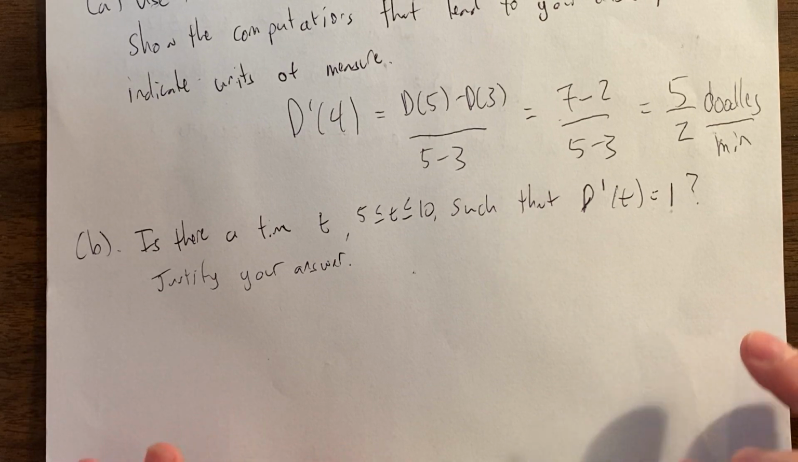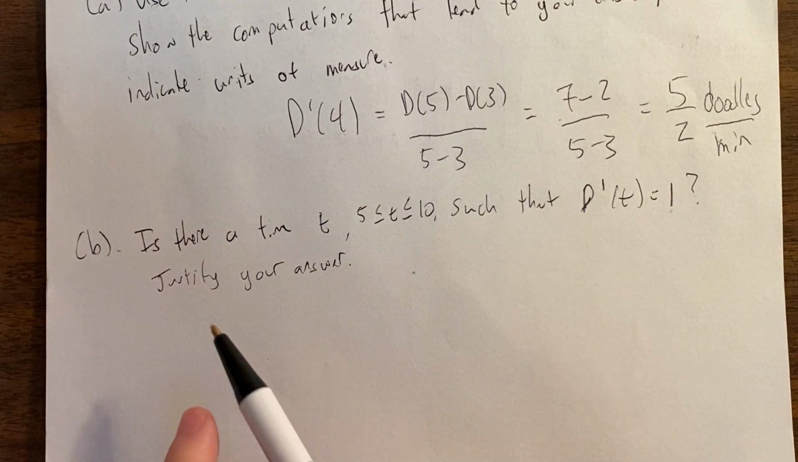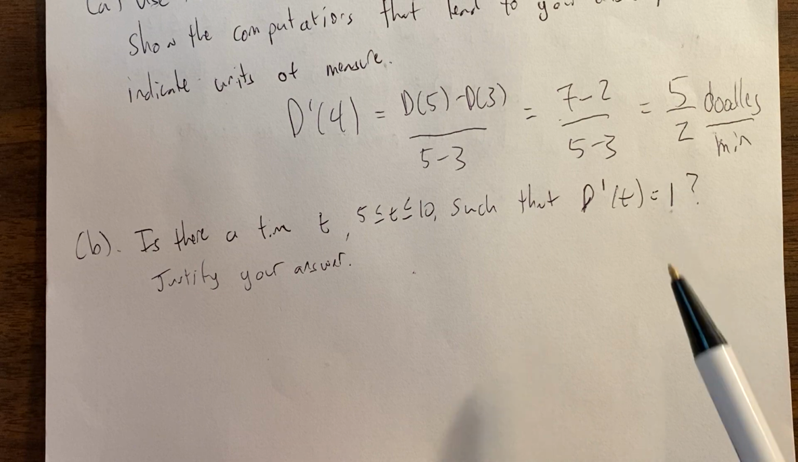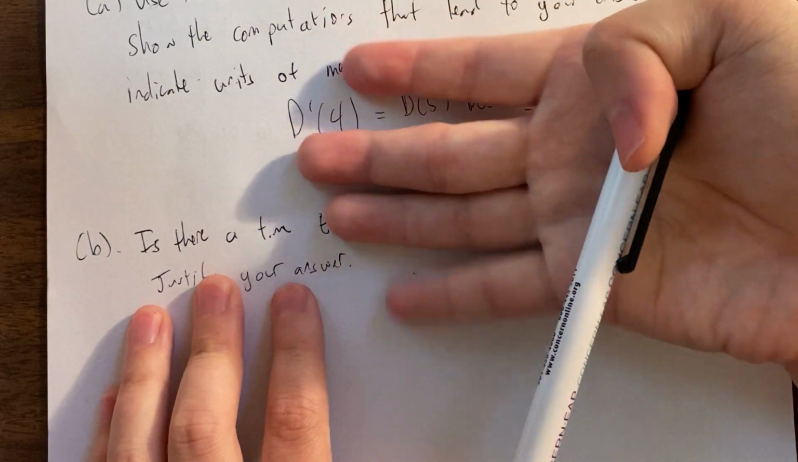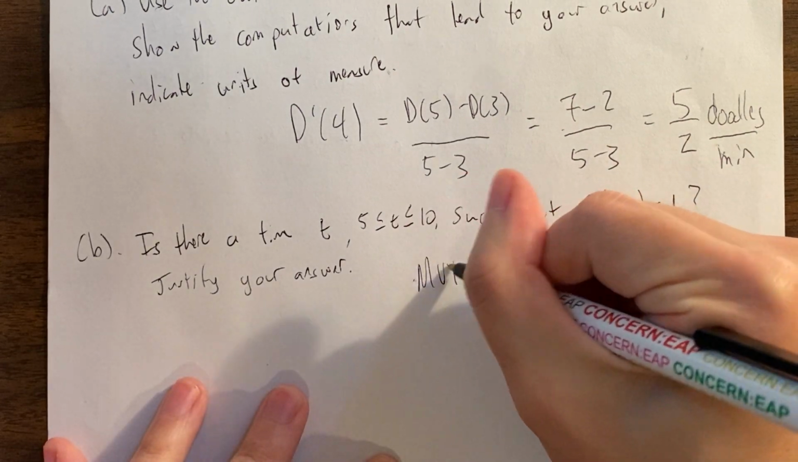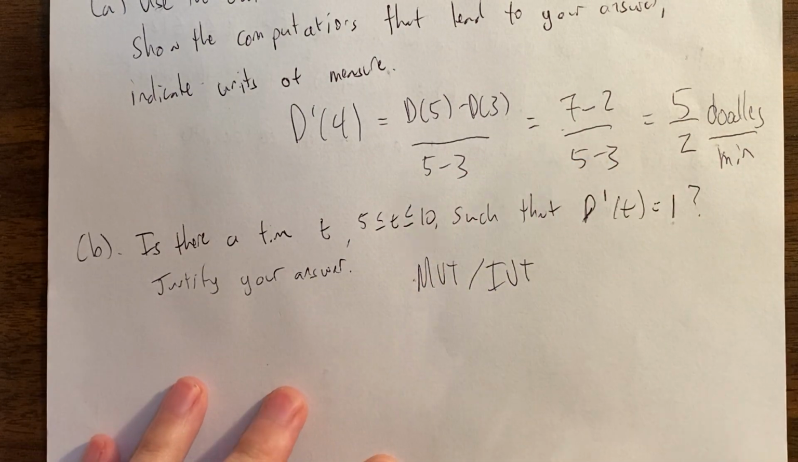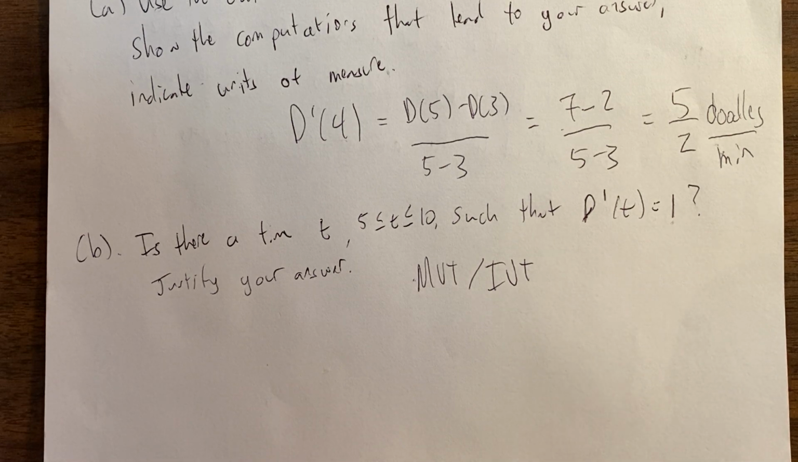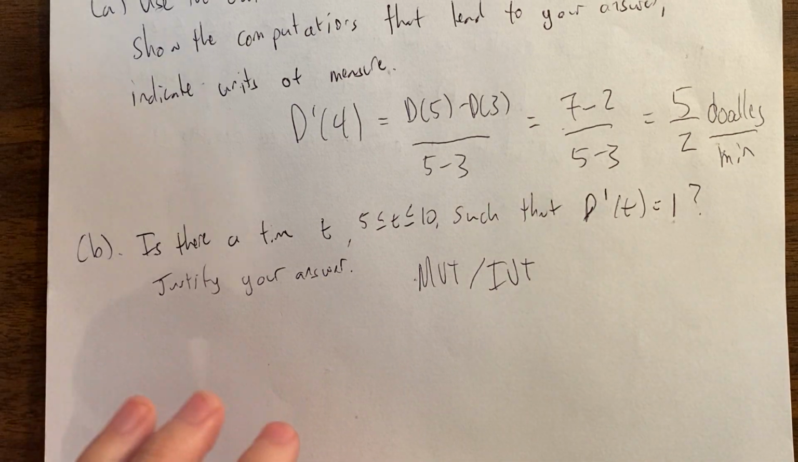So the next question says, is there a time t such that D prime of t equals 1? Even when I read the words "is there a time," I know that it's either MVT or IVT. How do I know that? Well, MVT or IVT are existence theorems in calculus. They don't ever tell you the numbers. So most questions are things like find a time, take the integral, take the limit, take the derivative, where all these things are going to be numbers. But for MVT, IVT, they're just existence theorems, so they just show you that a time exists.